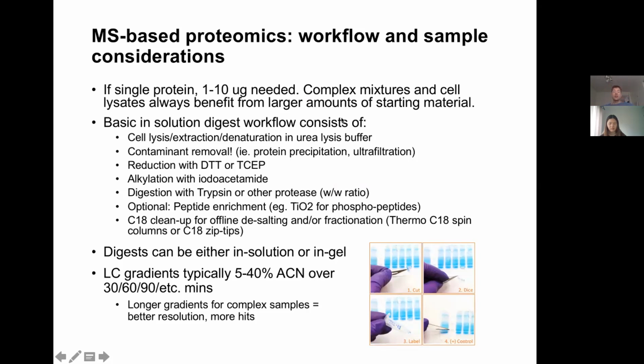So the basic workflow for digestion, if we're doing it in solution, is you just lyse your cells with your lysis buffer of interest with some detergent to extract membrane proteins, things like this. But you're going to add urea in to denature these proteins. Depending on the sample prep, you might want to precipitate your protein to get rid of some of these detergents or things that might interfere with downstream analysis. Then you reduce, as I said before, with DTT or TCEP, alkylate, digest.